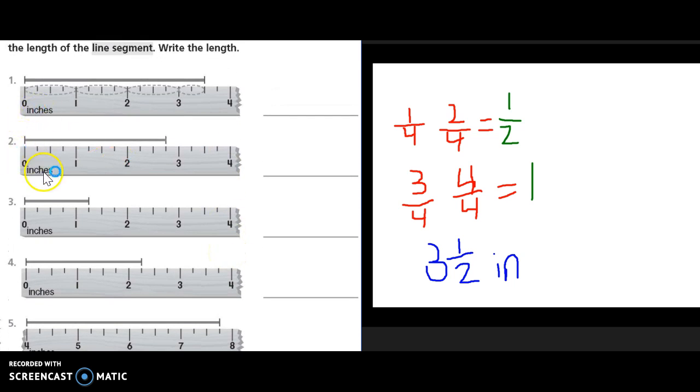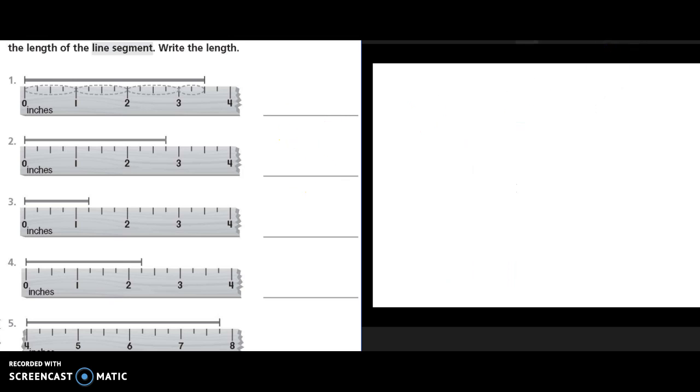Now look at the next one, number 2. So you have another line segment. This is 1 inch, 2 inches, and how many of our 4ths? 1, 2, 3. So we have 2 inches and 3/4 inch. So that would be written 2 inches, and again, 1, 2, 3 out of the 4 little parts that we have there, 3/4 inches.